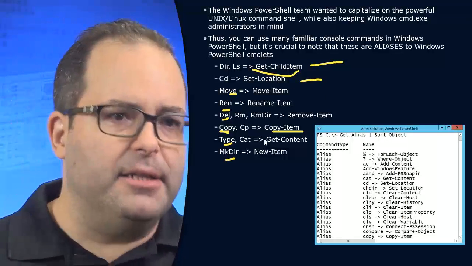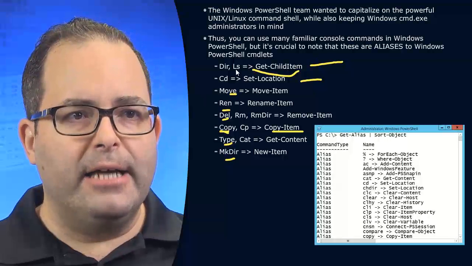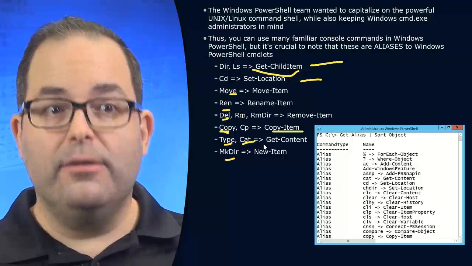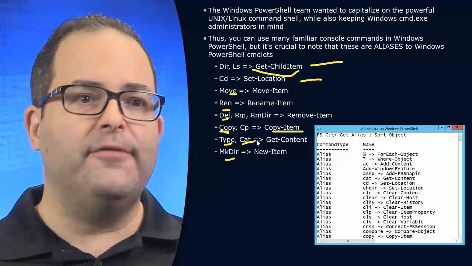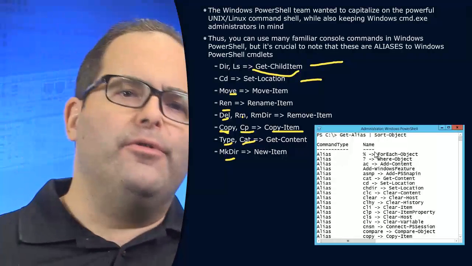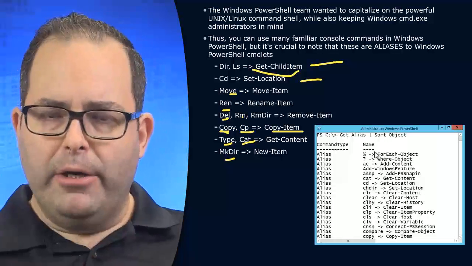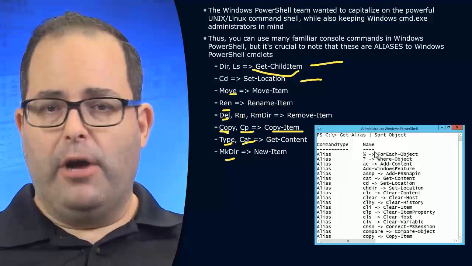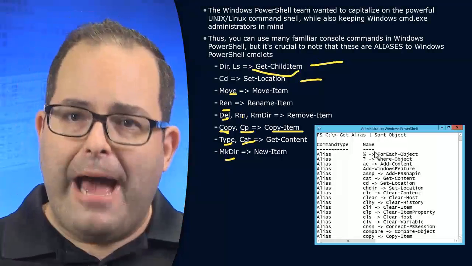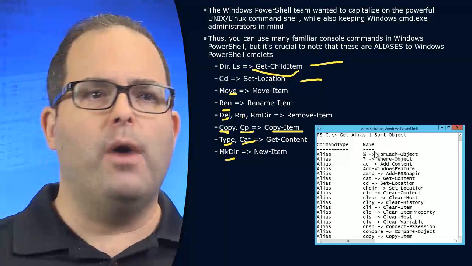A lot of these on this slide actually come from the Linux Unix world, like ls for directory listing, cat when you want to display the content of a file on screen, cp for copy. So these aliases allow you to bridge the gap between what you already know in your OS shell environment and Windows PowerShell. So from that perspective, they're really cool.